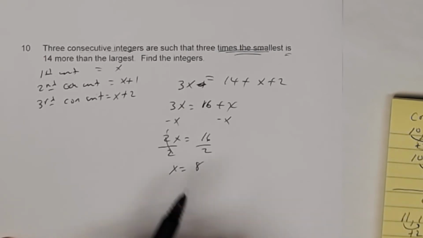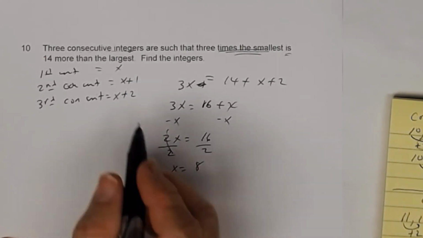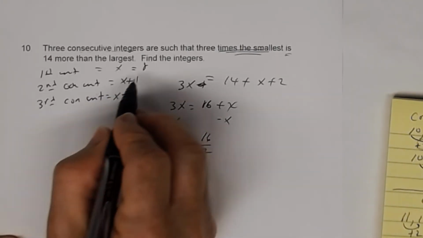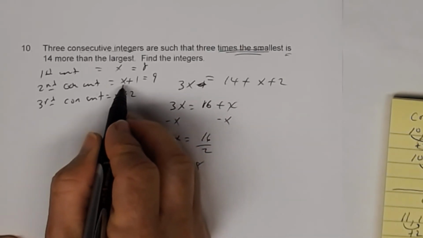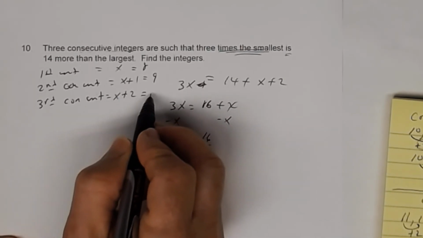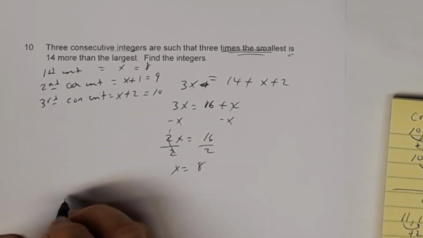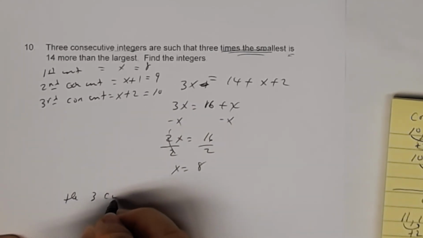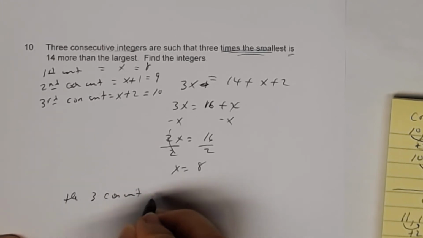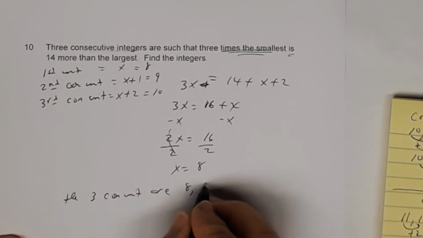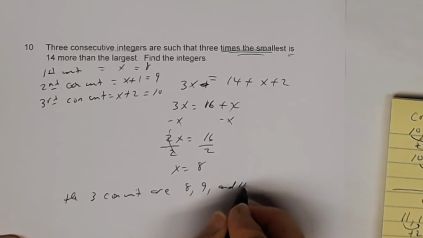Okay, now you want to find the integers, right? All three. So x is 8, so that's my smallest. The next one is 9, right? 8 plus 1 is 9. And the next one is 8 plus 2 is 10. So the 3 consecutive integers are 8, 9, and 10.